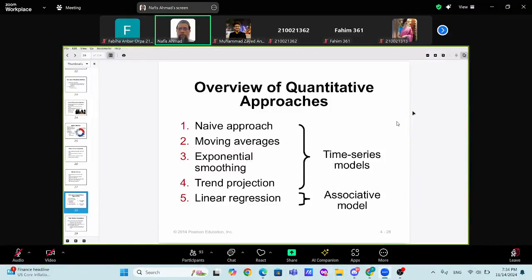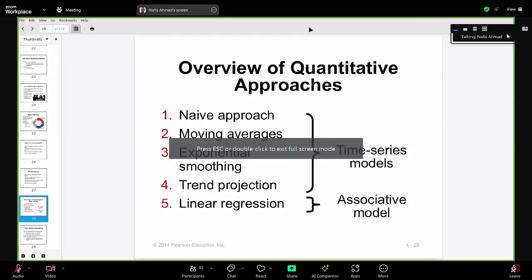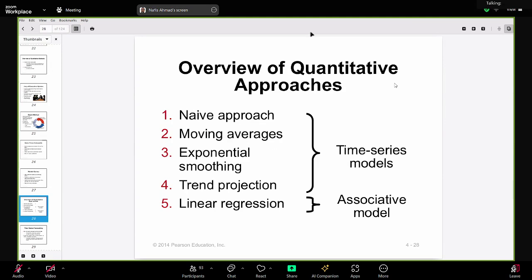Now, let's talk about the quantitative techniques. Okay. So we discussed four qualitative techniques. Okay. Then quantitative techniques: naive approach, moving average, exponential smoothing, trend projection, and linear regression.